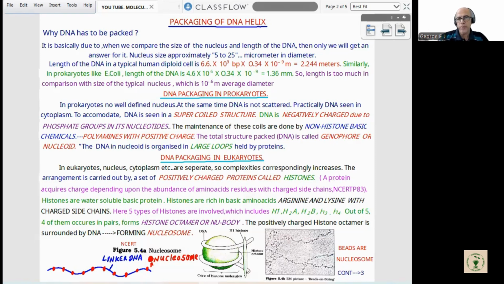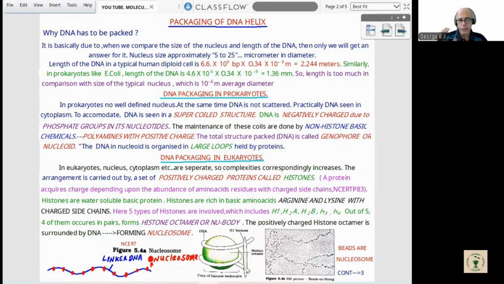When we compare, eukaryotes will be more complicated because the cytoplasm, nucleus, etc. are separate. Wherever we go, we can find that difference, that complication. In eukaryotes, nucleus and cytoplasm are separate. So automatically the complexity correspondingly increases, more area. The arrangement is carried out by a set of positively charged proteins called histones. Remember, DNA is negatively charged. So positively charged proteins called histones.